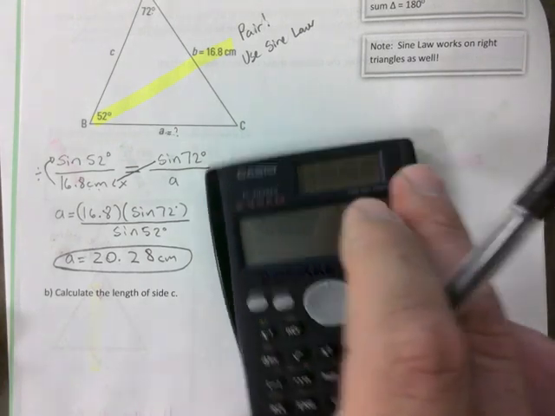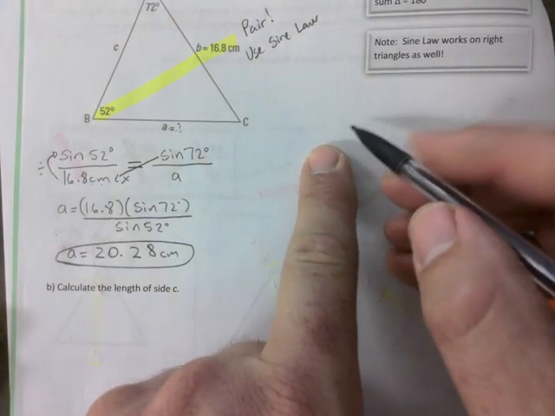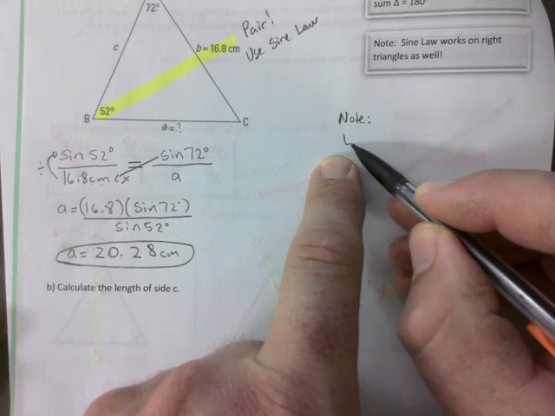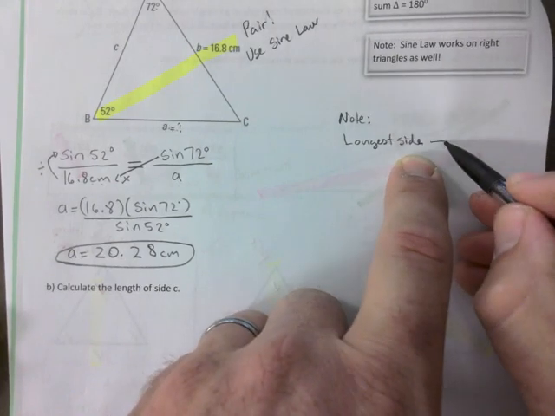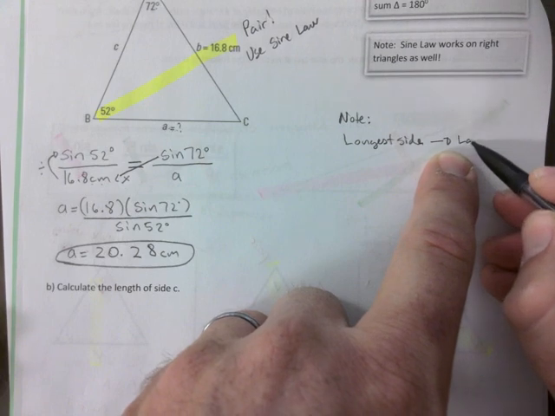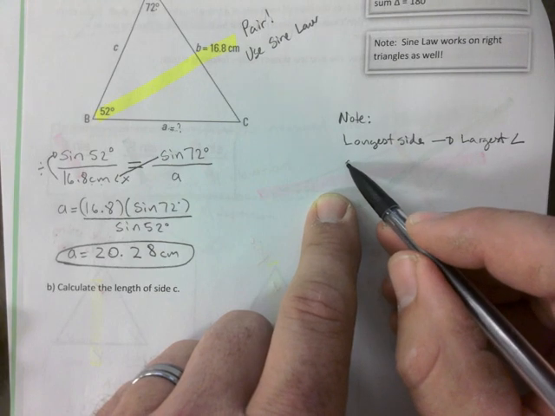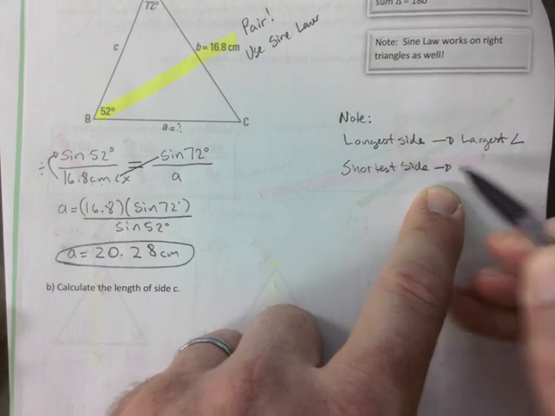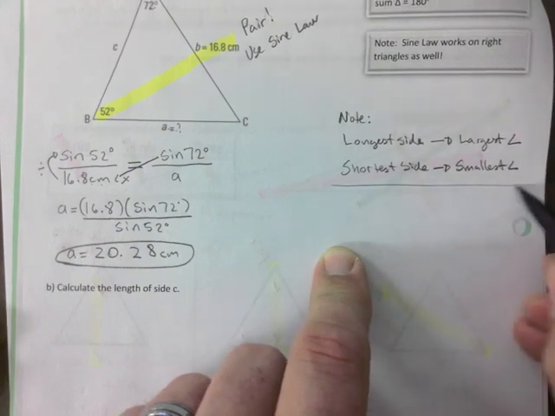Hold it. Does my answer make sense? This is what I want you to remember. Right here. Note the longest side is across the largest angle. Therefore, the shortest side is across the smallest angle. Always keep that in mind.